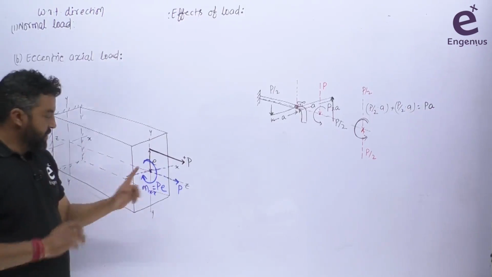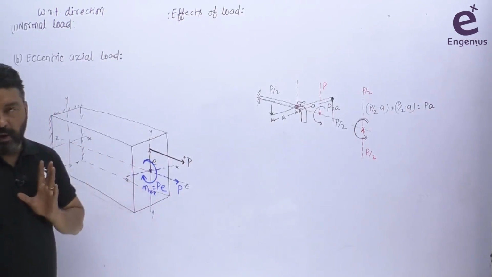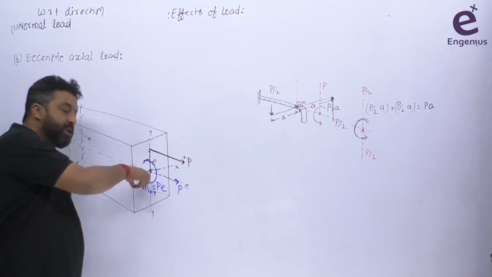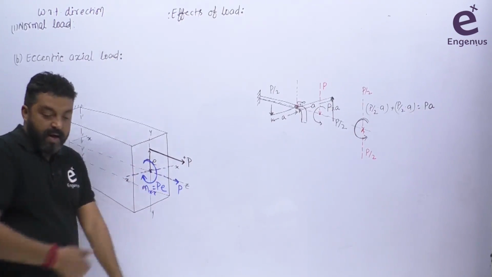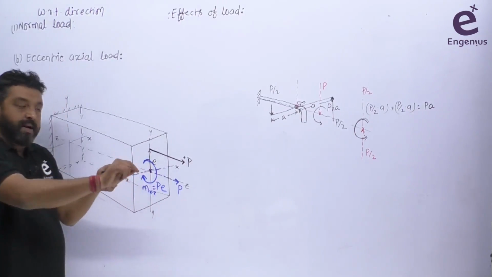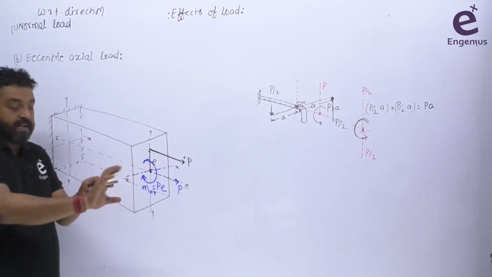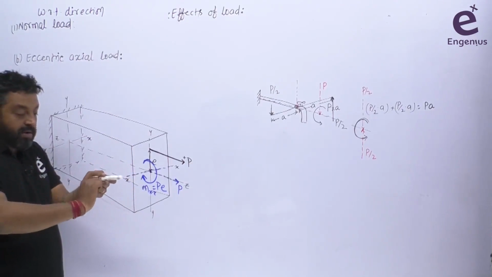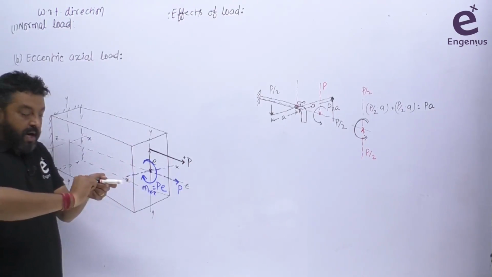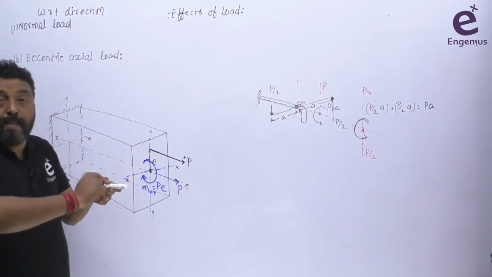Okay, I discussed that. So definitely in this case there will be elongation here. But due to this moment, as this is our beam, this is our member, and this moment is like this one about the x-axis, it will also bend this member.